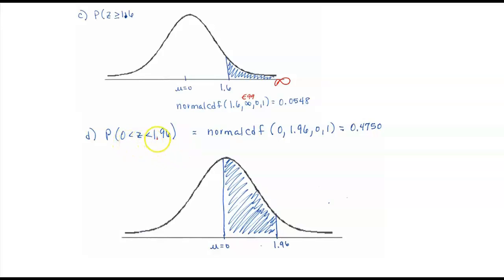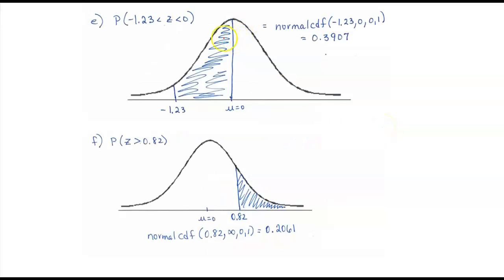Here I'm looking between 0 and 1.96, so I'm going to mark off 0 and 1.96, shade that in. So this will be my lower and my upper, and I get this for my answer. Okay, this one is another one where I have my lower and my upper bound provided. So it's going to be this region. So I'll do the normal CDF from these two values, 0 and 1, and I get this as my answer.